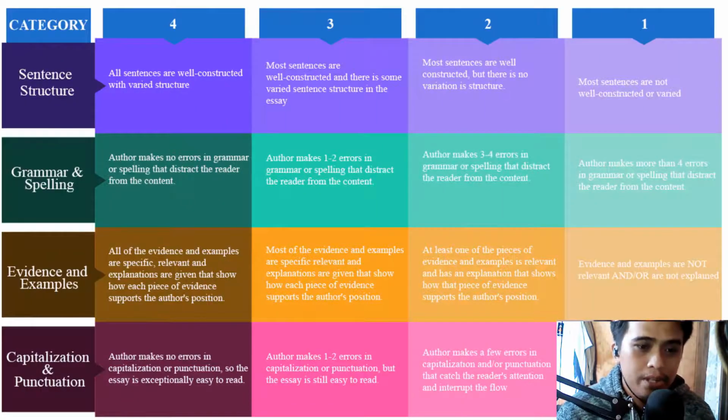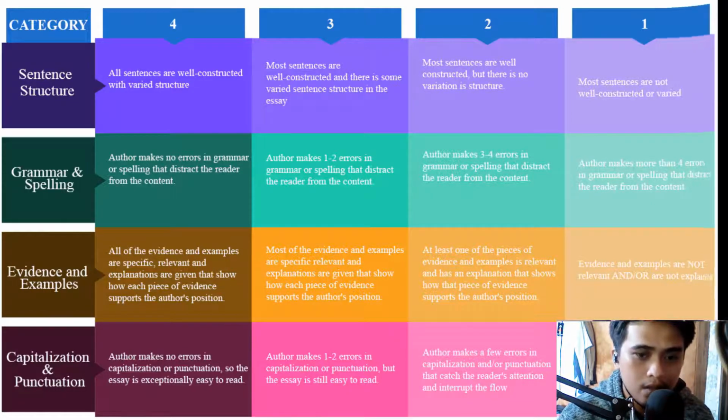This rubric falls on the persuasive essay because this tackles why Rizal would be a national hero. In writing, you have to consider the student's sentence structure. Is it well constructed or is it chaotic? Next is the grammar and spelling, to ensure that the readers can comprehend the essay and to avoid misunderstanding. And then, the evidences and examples as to why Rizal should be a national hero. Is it because of his deeds, his works? And then, we have the capitalization and punctuation for formality.